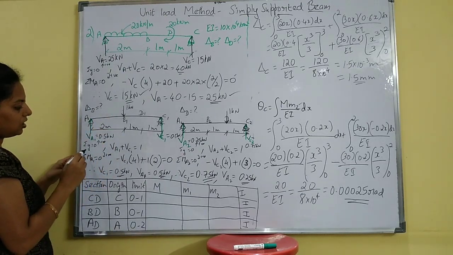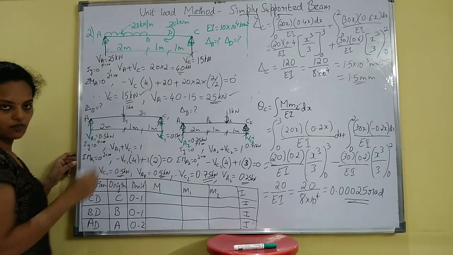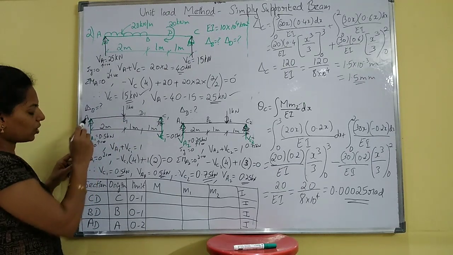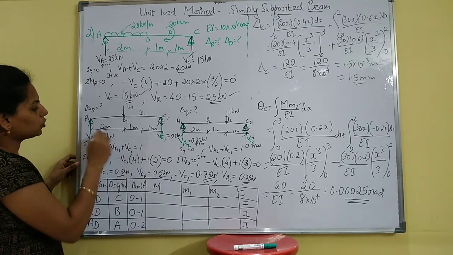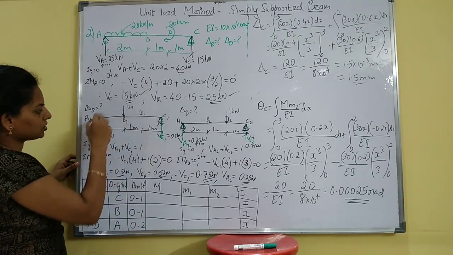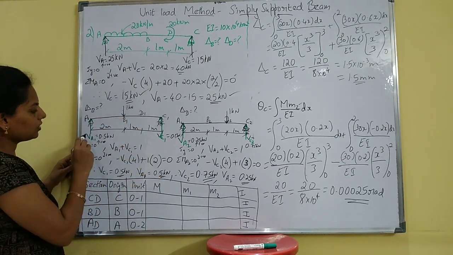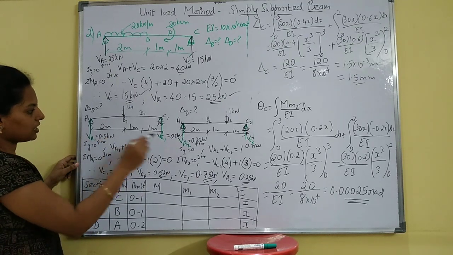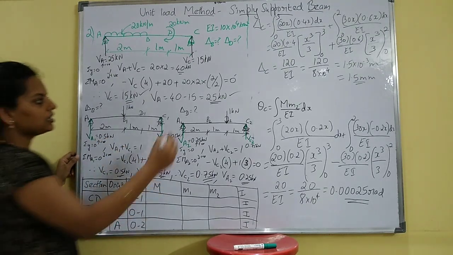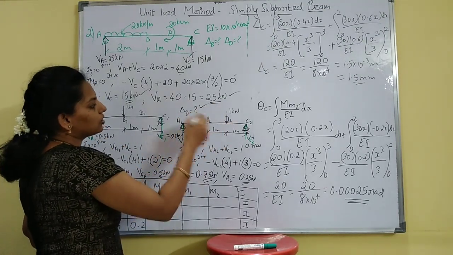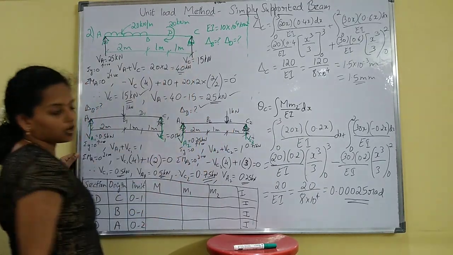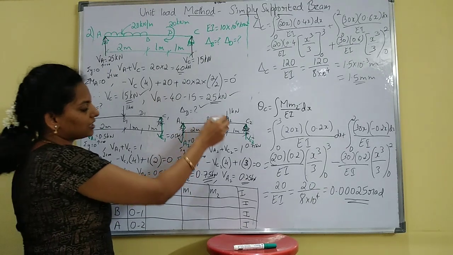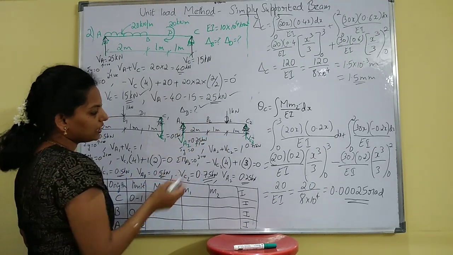Next, find out the reaction. Summation y, again VA1 plus VC1 equal to 1. At this point moment equal to 0, you have minus VC1 into 4 distance plus 1 into 2 equal to 0. You will have VC1 0.5 kilonewton and VA1 also 0.5 kilonewton. Similarly, now remove all the load and to find out deflection at D, put 1 kilonewton at the point D.